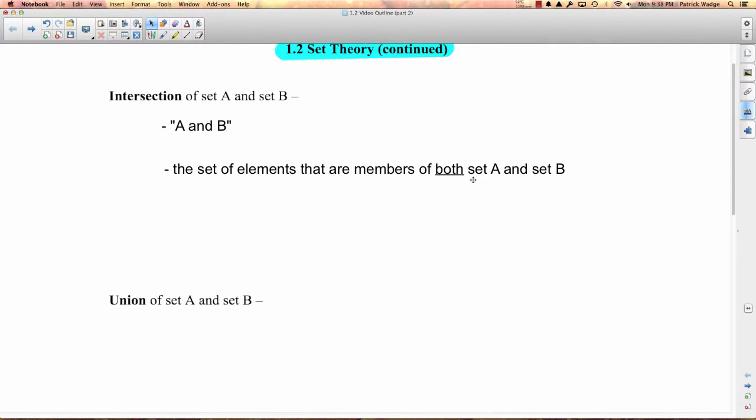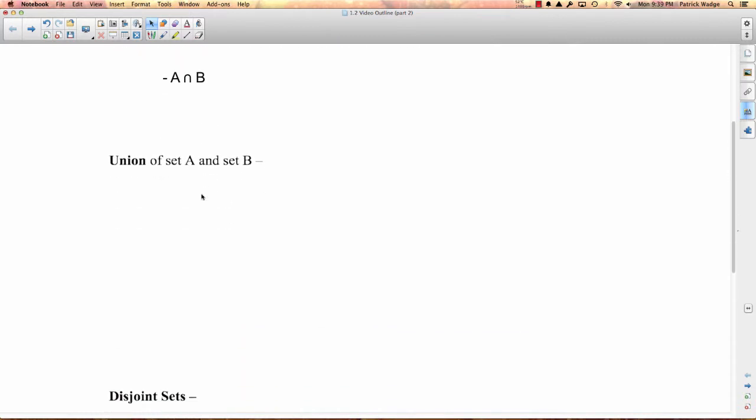A and set B. It has to be an element that's in set A, but it's also found in set B. And the way we represent this is we say A and then this kind of upside down U, B. This is A intersection B. Okay, so we'll give you some examples of that in just a little bit here.